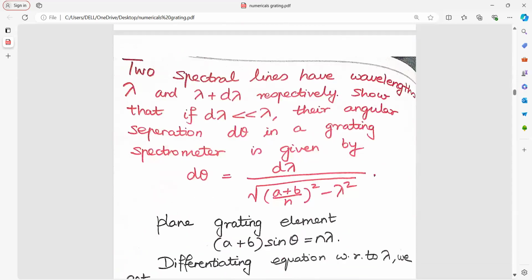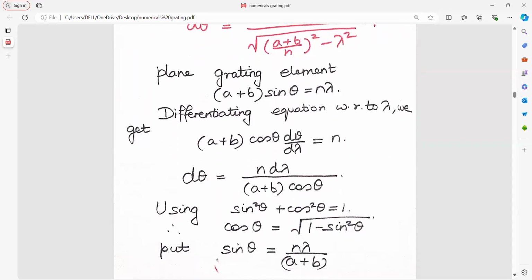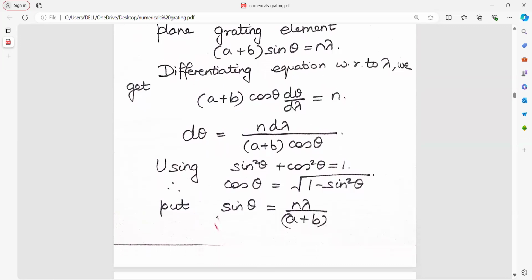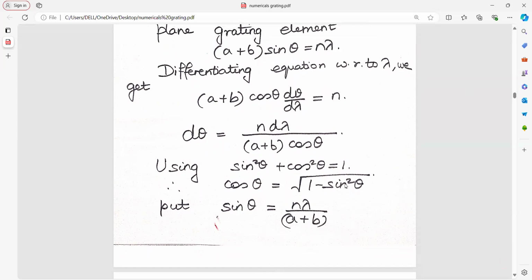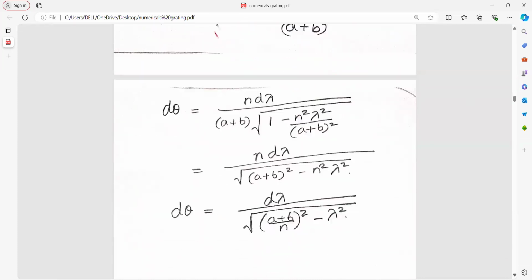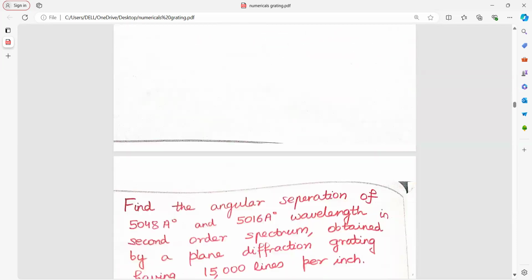Two spectral lines are having wavelength so much. Show that if this is less than this, the angular separation is given by this. See, plane grating element formula is (a plus b) sine theta equal to n lambda. Now, when you differentiate this with respect to lambda, d of sine is cos, so d theta comes out as this much. Sine square theta plus cos square theta is equal to 1. Put this value of sine in the expression for dispersive power of a grating and you directly get the answer.